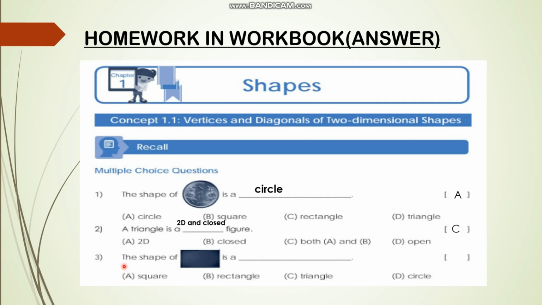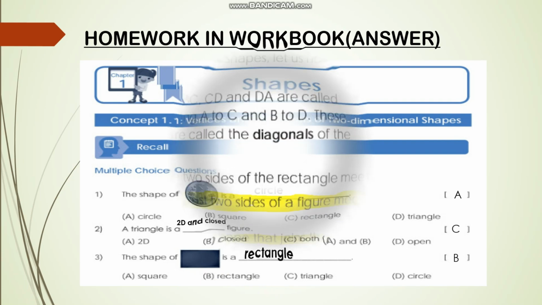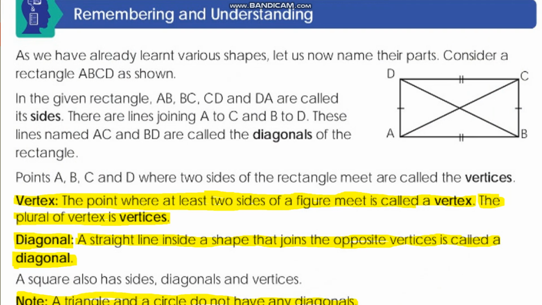Now, third question, the shape of this TV screen is a dash. What is the shape of this TV screen? Yes, it is rectangle in shape. So, option B is the right answer. My dear children, I hope everybody got the same answers, isn't it? Okay, so let's move to today's session.